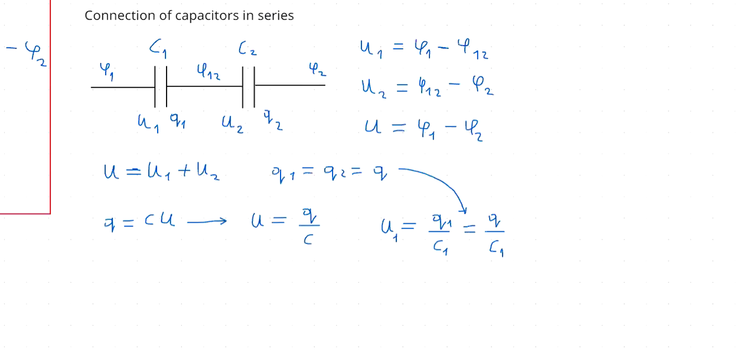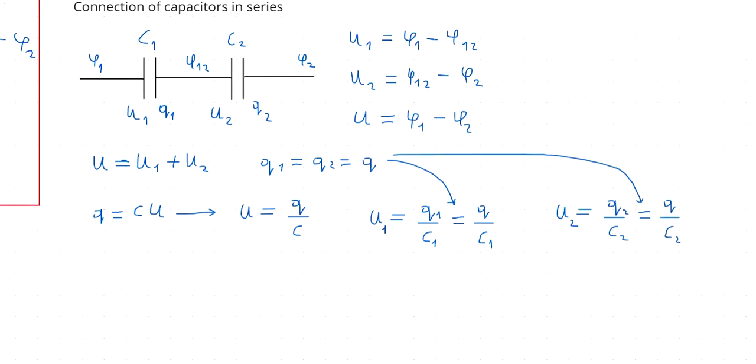Okay, and the same thing we have for the second capacitor, but it is necessary to remove lower index 1 and write lower index 2. Okay, and what do we have here?